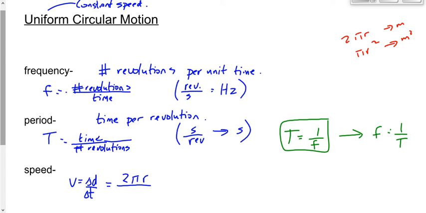But 2 pi r is the circumference, the distance around the circle once. What's the time around the circle once?